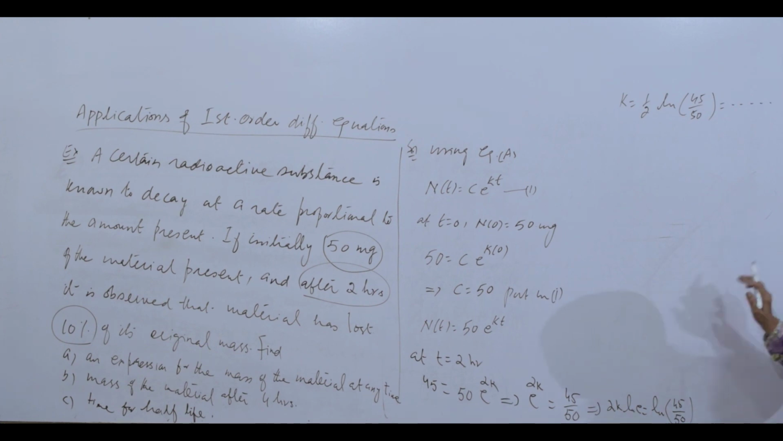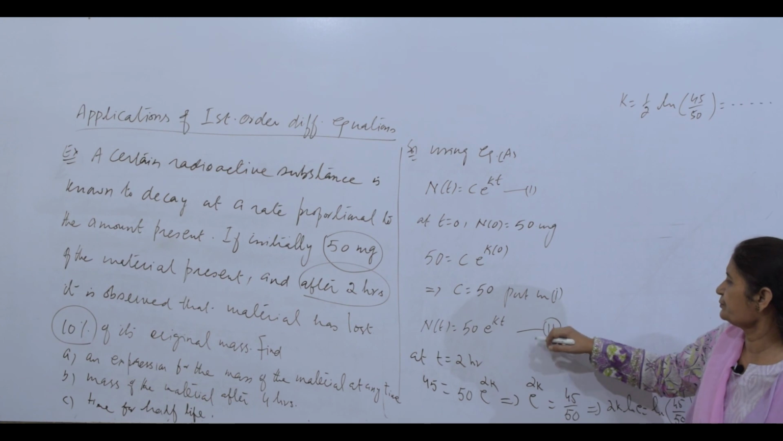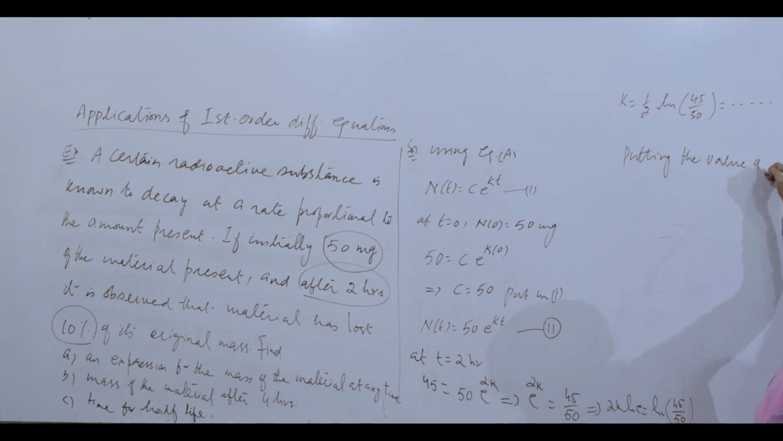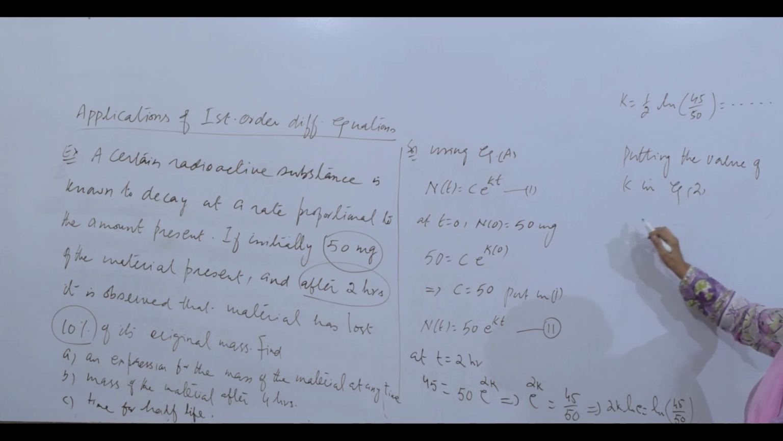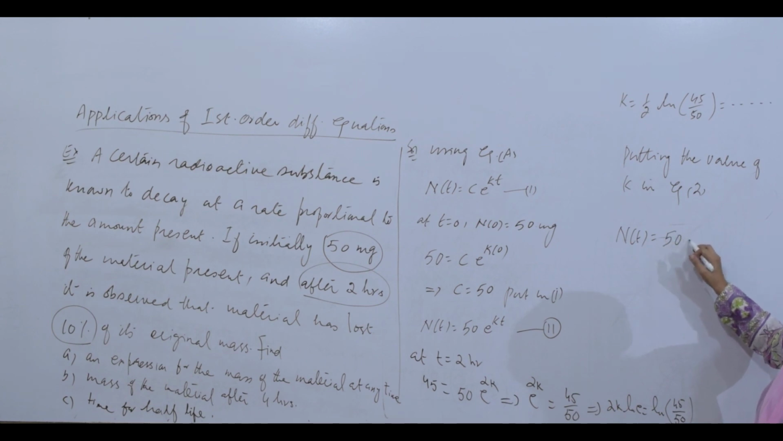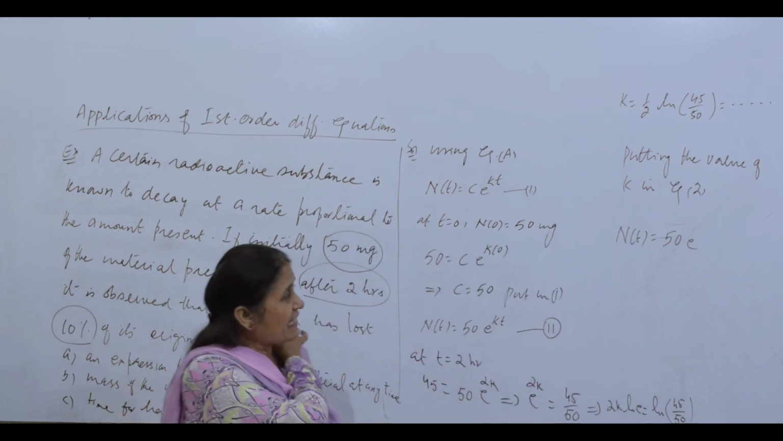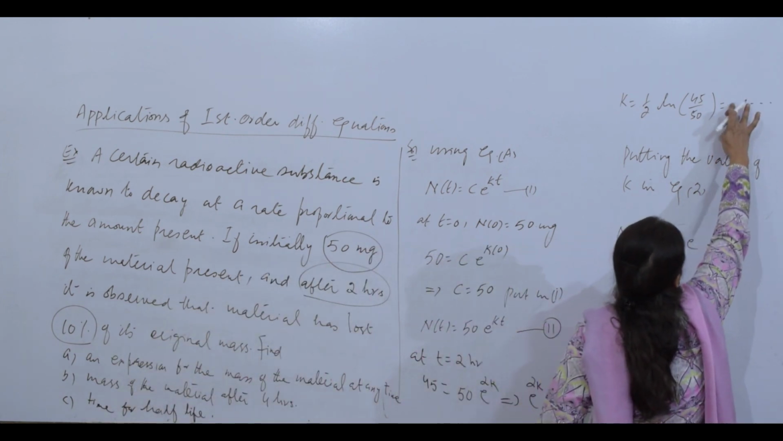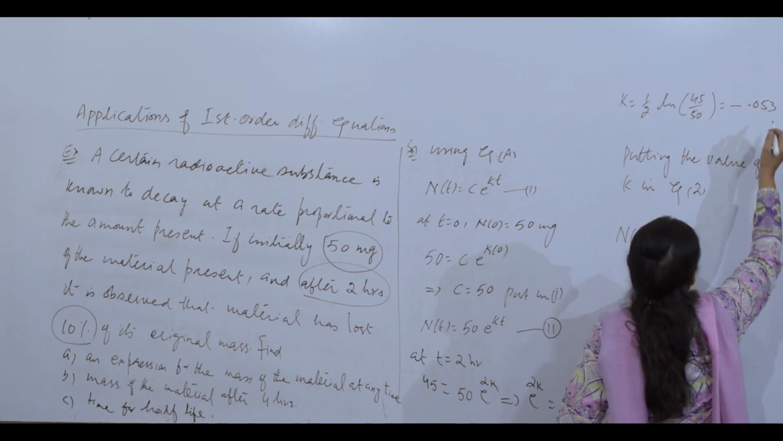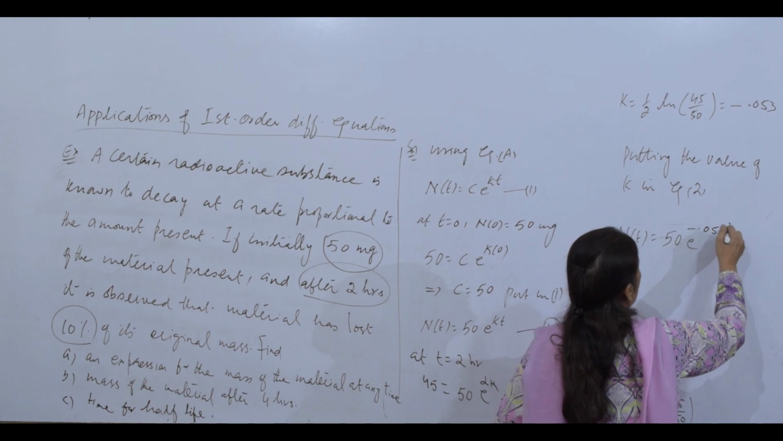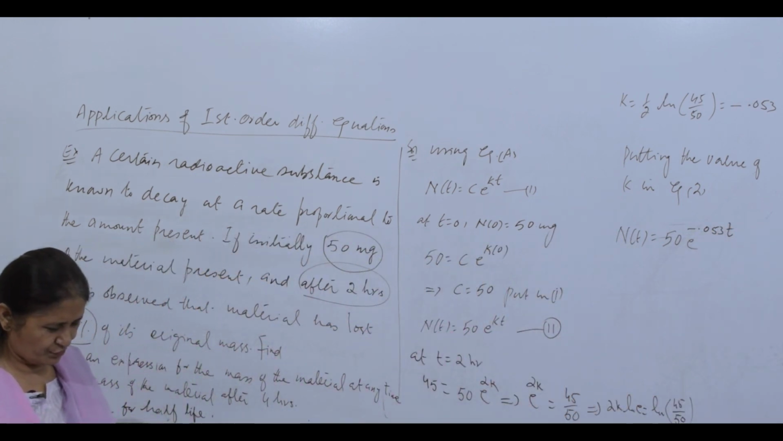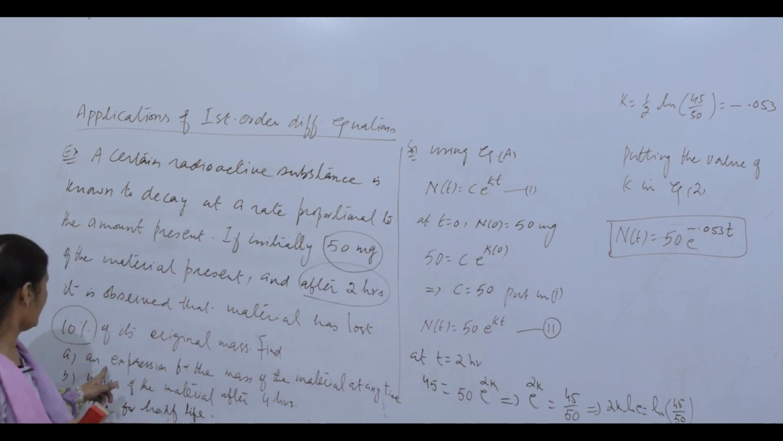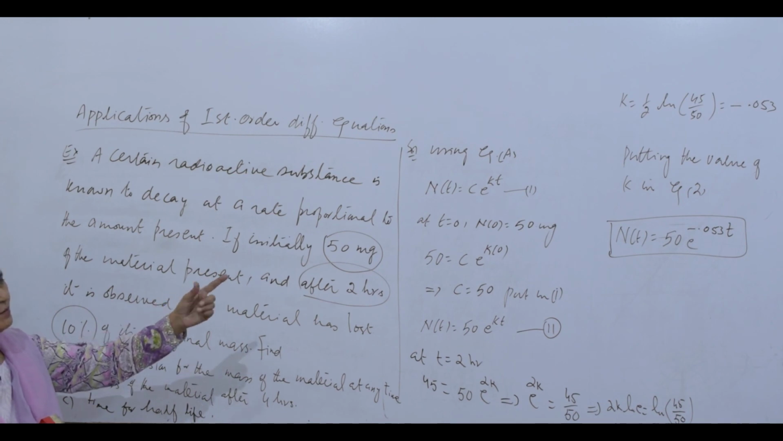So your k is there, your 50 is there, putting here. Let me call it equation 2. Putting the value of k in equation 2, it becomes N(t) is equal to 50e^(-0.053t). Since the process is decaying, there must be a negative exponential. K will be minus 0.053. So this is the required expression, which is part A, an expression for the mass of the material at any time. Once you put in time, you get the required mass.